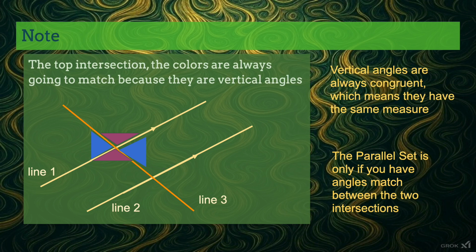Now, if you have a set of intersecting lines, you always have congruency on opposite angles. Those are called vertical angles. Vertical angles are always congruent. They have the same angle measure. So if you have straight lines that intersect in a plane, they always create a set of congruent angles that are opposite from each other.